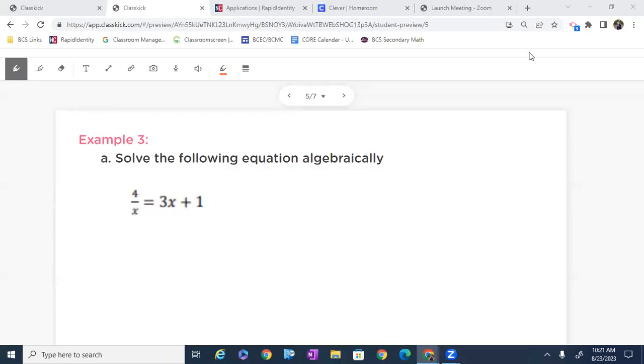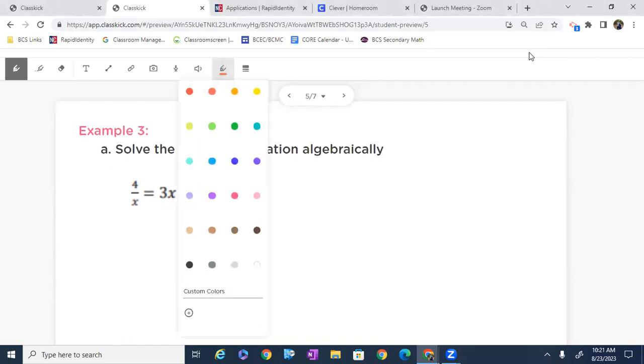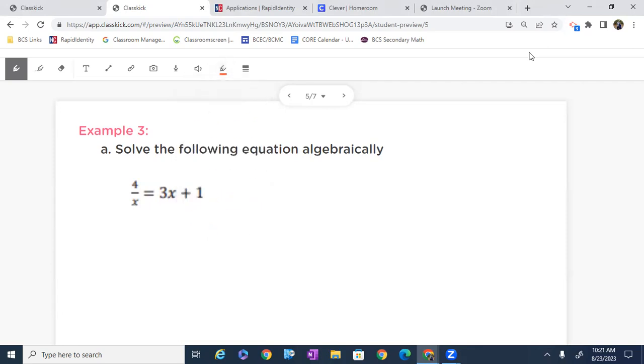All right, y'all, we're going to go ahead and solve an equation in which we have an inverse variation and a linear equation. This is a little bit more complicated than what we've been doing. So look at that side where it says 4 over x. We're going to want to get that x out of the denominator. So I'm going to multiply by x on both sides.